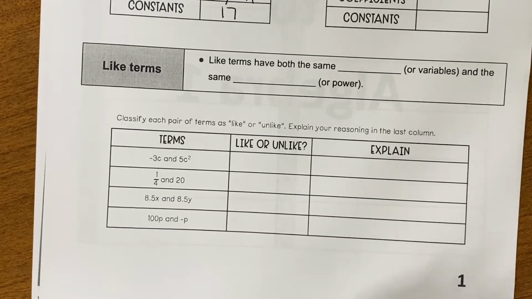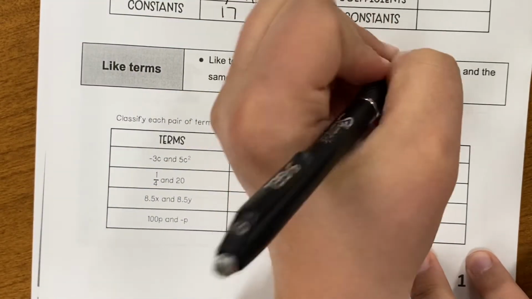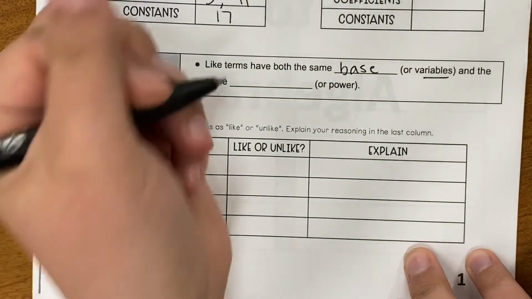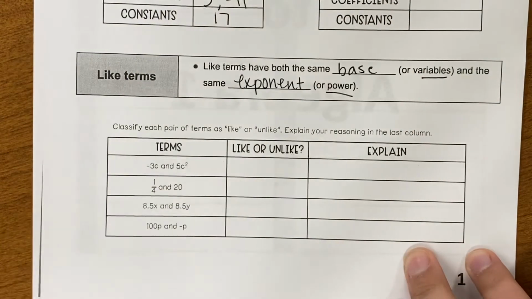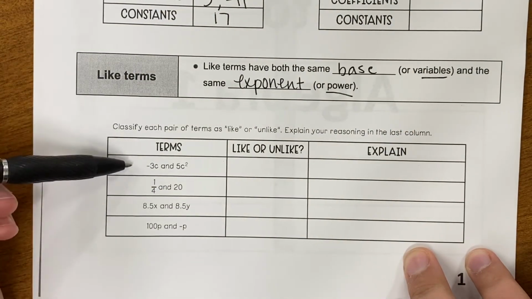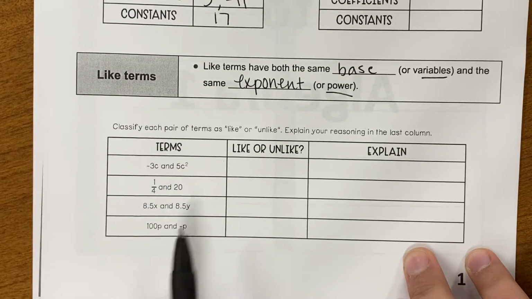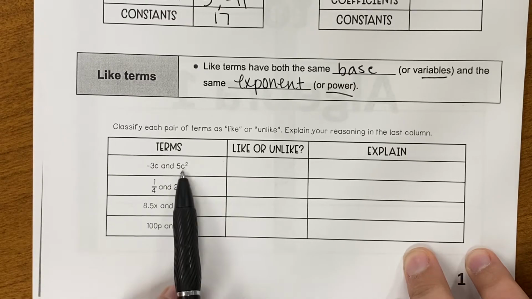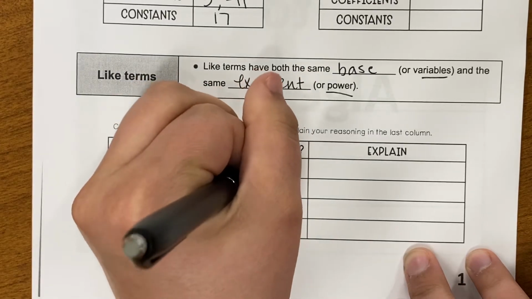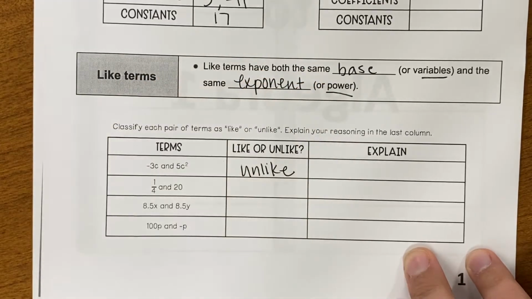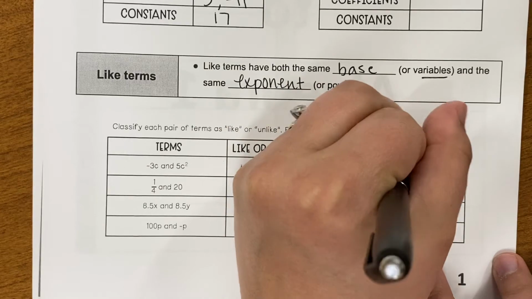Next, we're going to talk about like terms. Like terms have both the same base, where they have the same variable, and the same exponent, or the same power. Looking at this first example, I have negative 3c and 5c squared. Although both terms have c in them, they have different exponents or different powers. So these are unlike terms because they have different exponents.